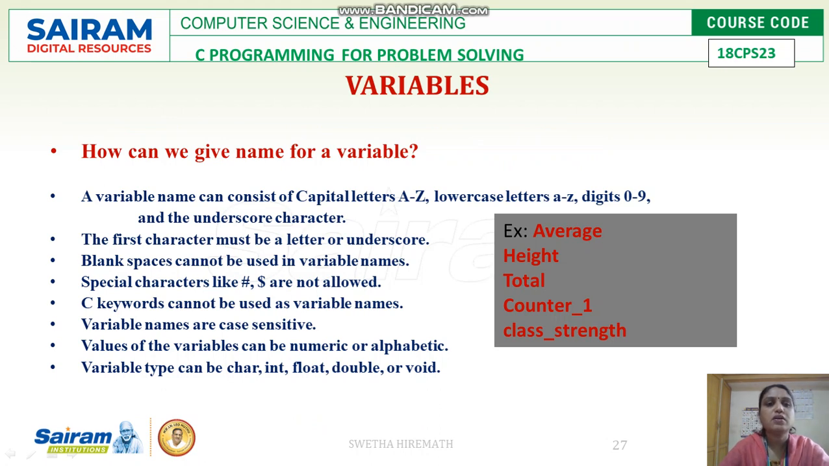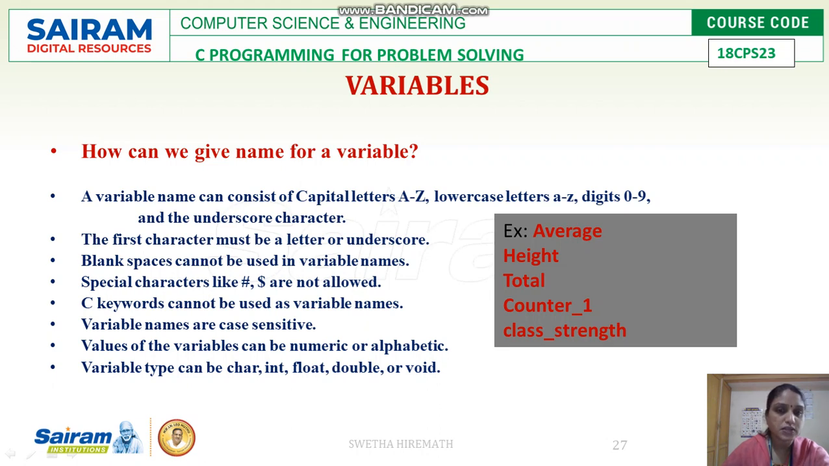Then coming to the variable name, how can we give the variable name? Variables are again nothing but identifiers. An identifier is the name given for a variable, or it may be a name given for arrays or functions. Similarly, variables take names which follow the same rules as those of the identifier. Whatever is applicable for an identifier, the same rules are applicable for variables also. These are the examples here: average, height, total, counter 1, class strength. So these are the examples for our variables.